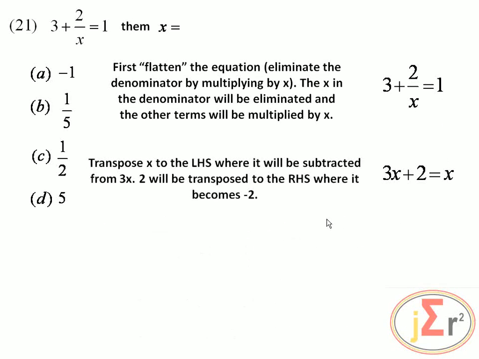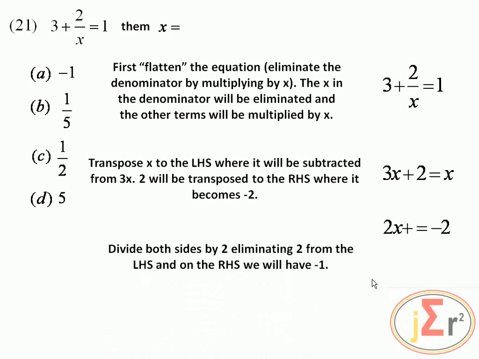The next step, we will transpose x to the left hand side. This x will be transposed here. Then this 2 will be transposed to the right hand side. So we have 3x minus x. This is a positive 2. Transposing this to the right hand side, we will have negative 2. We will have 2x is equal to negative 2.